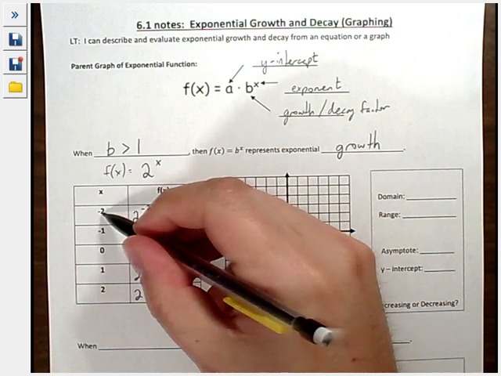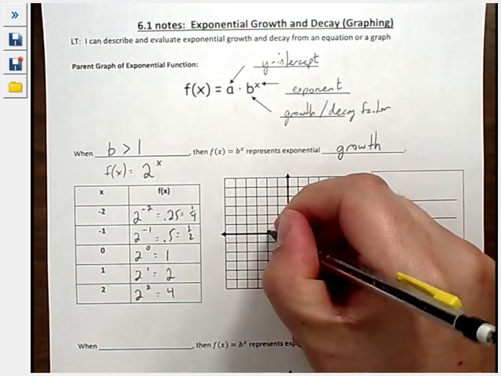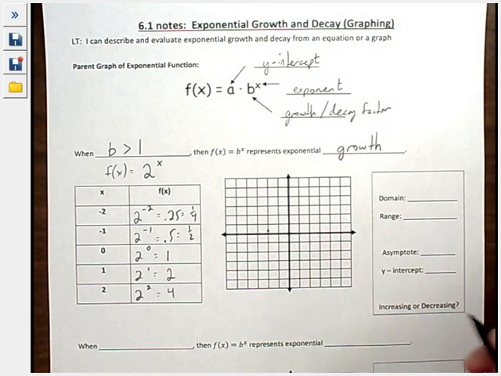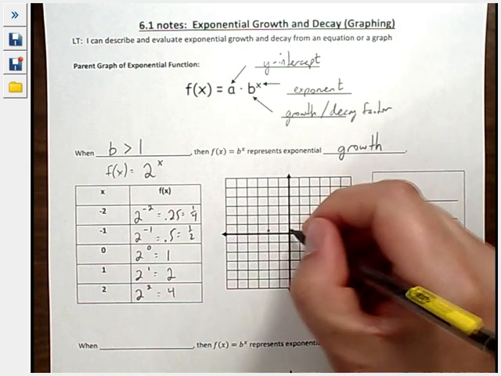At negative 2, we're going to go up 1/4. So we're just going to put a point right there. That's close enough. At negative 1, we're going to go up 1/2. Here's negative 1. We're going to go up 1/2.